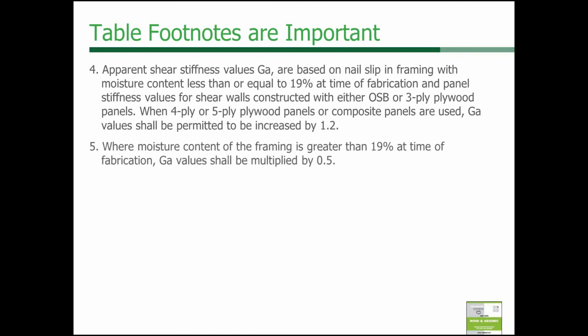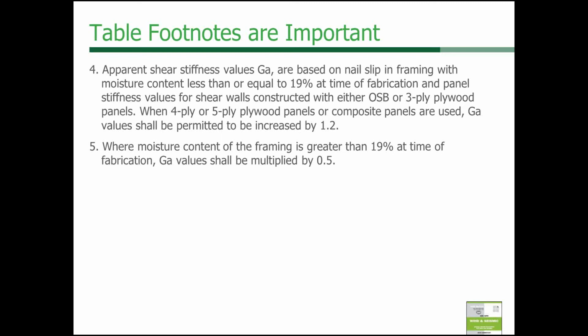These are good things to remember if you want to get a little bit more capacity out of those values in the table. The other, footnote 5, deals with the actual framing of that wood shear wall, where it's being framed, and not where, but what is the moisture content of the framing members when it's being constructed.